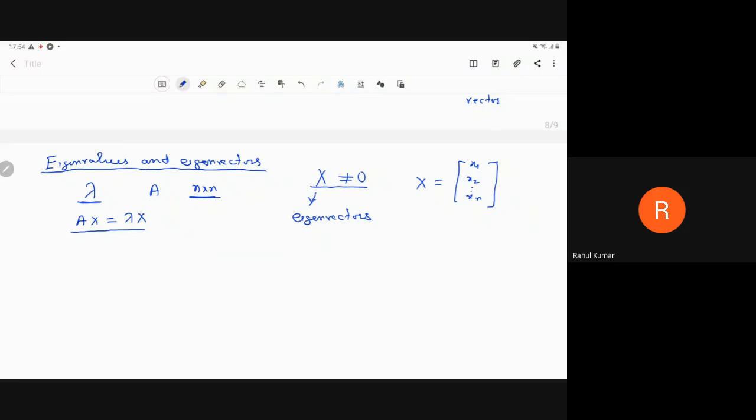Is this non-zero important? Yes, because x equal to 0 always satisfies it. We are not interested in that. In the exam, never say x equal to 0 is an eigenvector, which by definition is not an eigenvector. Eigenvectors are always non-zero. Note this point very carefully because many of you in the exam will write it. In fact, some problem will be given to you and you will solve it.